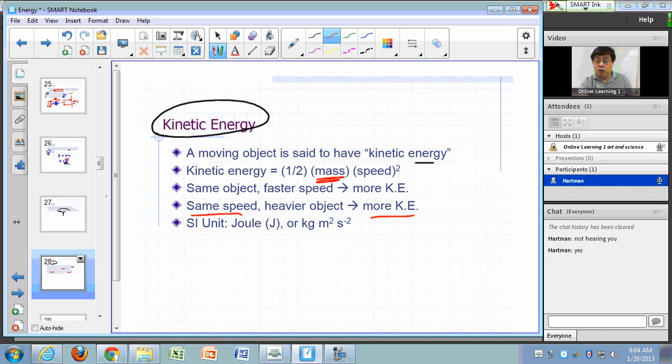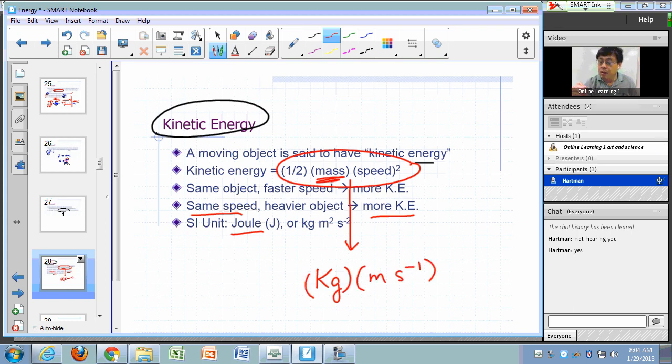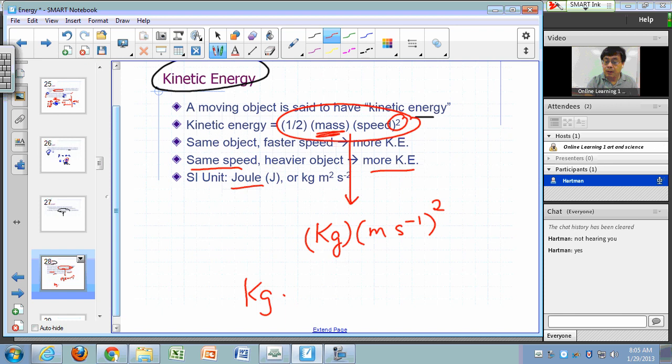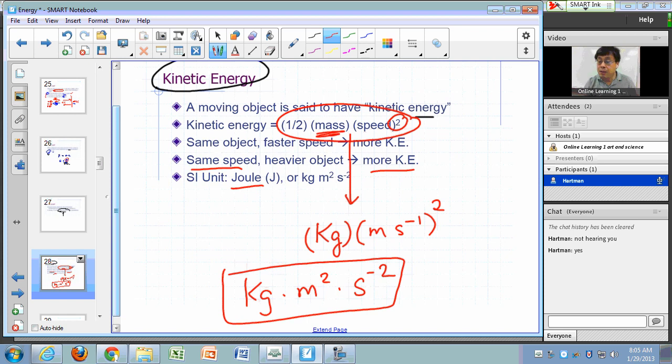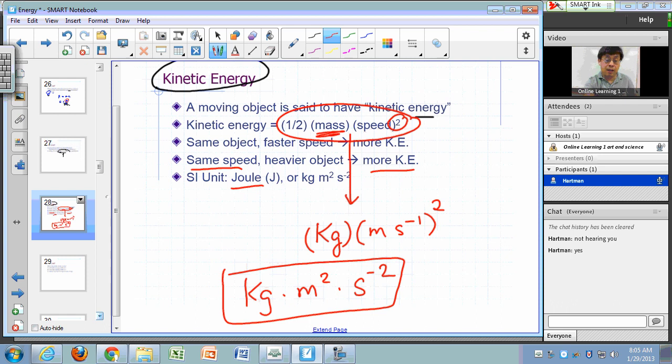The unit for kinetic energy is called a joule, and you can see from the formula here what the unit's going to be in terms of the base SI unit. The unit for mass is kilograms, and the unit for speed is meters per second. But you have to square your speed, so meters per second, and then you square it. So a joule is a kilogram times a square meter times the reciprocal of the square of the seconds. So kilogram meter squared per second squared. That's your unit for kinetic energy.